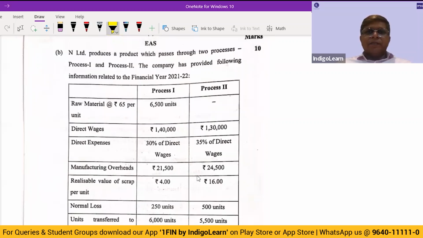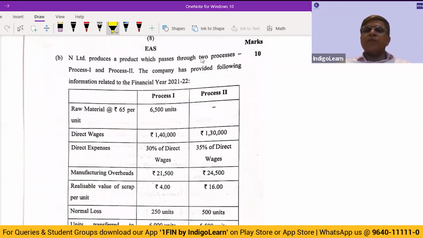N Limited produces a product which passes through 2 processes, process 1 and process 2. So this is a question from process costing. So more or less the feel that I'm getting while I read this question paper for the first time is that they have tried to cover all the chapters, giving fair treatment to each and every chapter and asking questions from everything. So our preparation always has to be thorough. It is not that we can leave any one concept to choice. That choice does not work here.